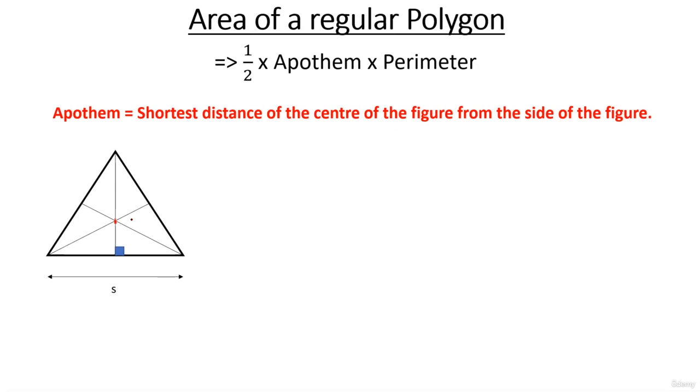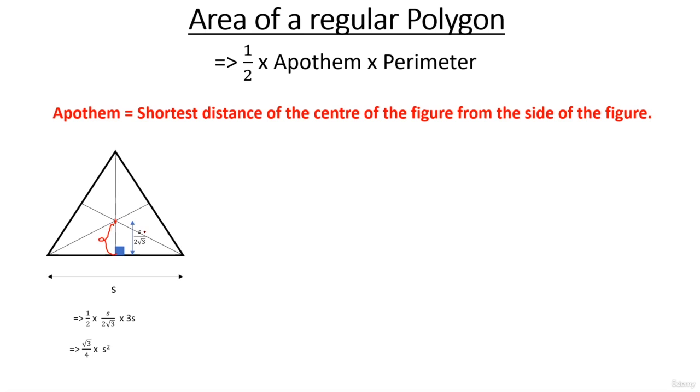Its shortest distance from any side will be equal to the inradius, which we have seen. The inradius is 1/3 of the median. So root 3 upon 2 times the side, and we took 1/3 of that, and got s by 2 root 3. So in this case, the area for the equilateral triangle will be half into apothem s by 2 root 3 into the perimeter, which is s plus s plus s, 3s. You simplify, and you get the same formula we studied previously, root 3 by 4 into side square.